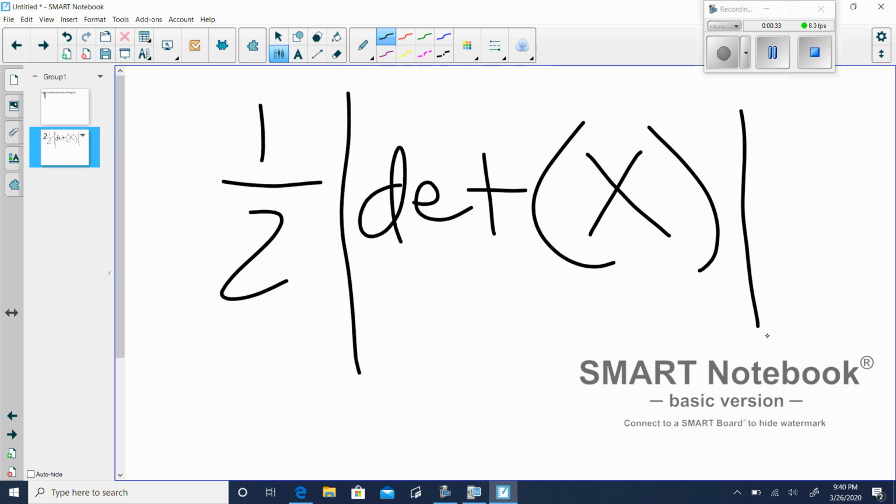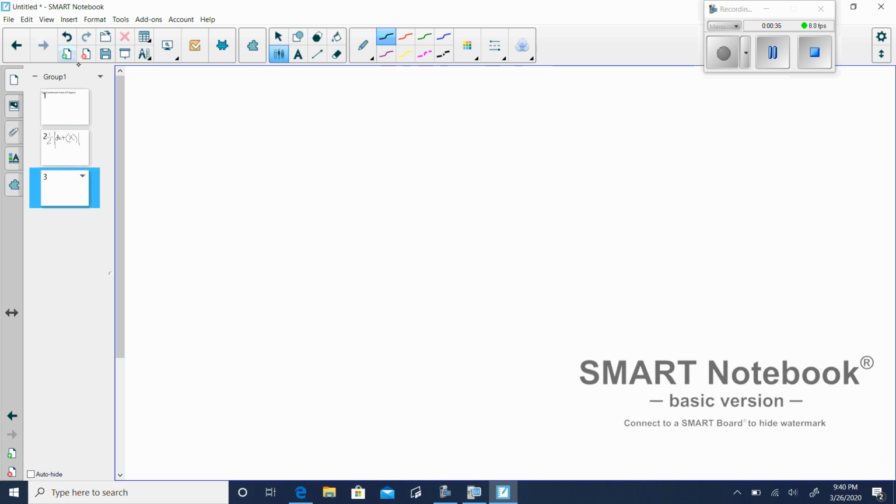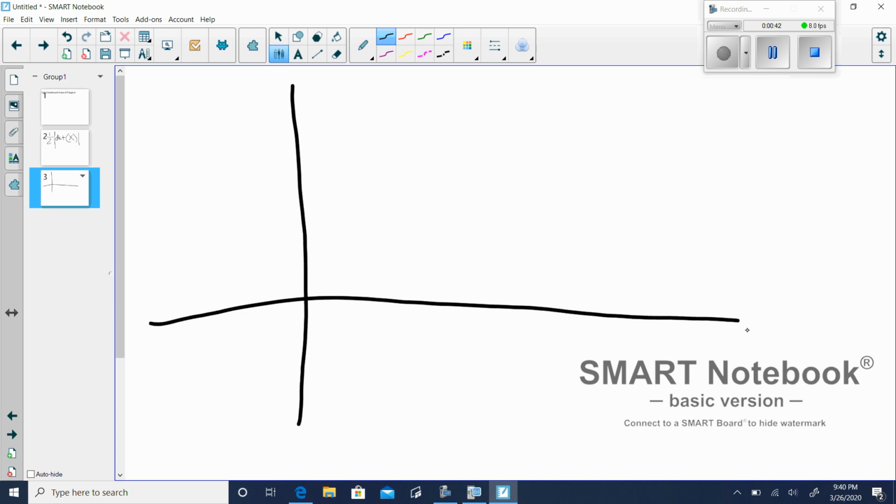Oh my goodness, what is x? Well, that depends on the points we're given. For our example problem, let me come out here. We're given a grid, and then we have the points.